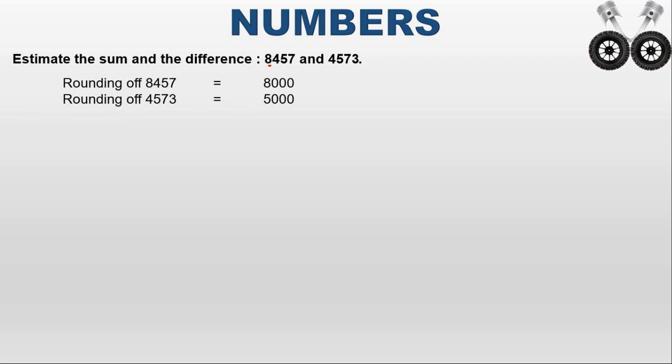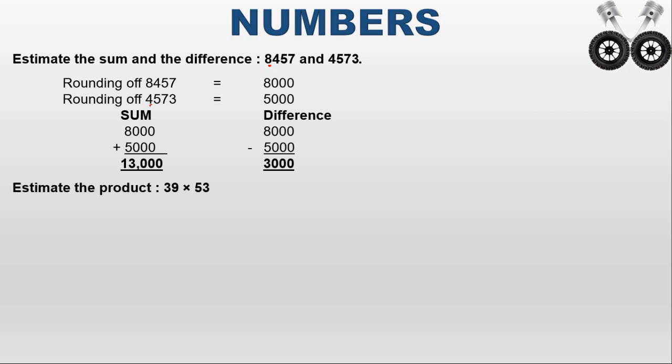Next rounding off 4573 to the nearest 1000. So what is the 1000th value? It is 4. So you have to look at the right side number, that is 5. So it is equal to 5. That means you have to add 1 to that number. So 4 plus 1 will become 5. So 5000. So first the sum we will find. So what is the value for the sum? 8000 plus 5000. 0 plus 0, 0, 0 plus 0, 0, 0 plus 0, 0, and then 8 plus 5 will become 13. So 13000. Next we will find the difference. The difference means subtraction. So 8000 minus 5000, the value is 3000.